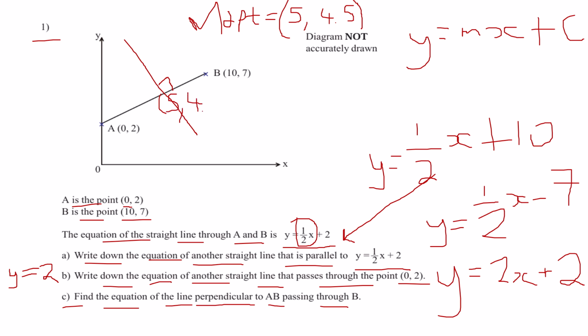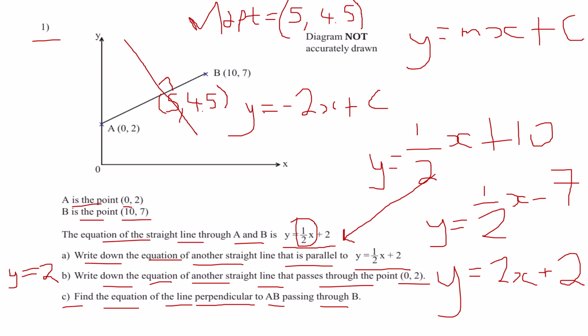Next step, here's another key fact about perpendicular lines: gradients are negative reciprocals of one another. So if there's a half x, it'll go to minus 2x. So it's going to be in the form y = -2x + c. Gradients must multiply to make minus 1. Reciprocal means 1 over the fraction, you flip it, and then you negate it.